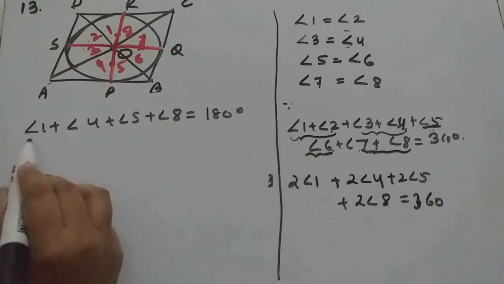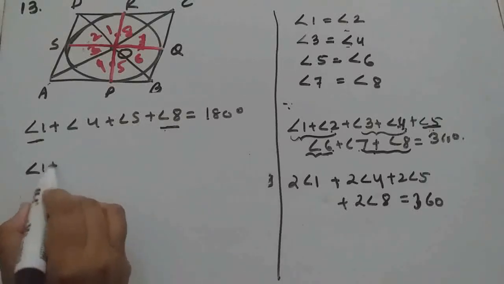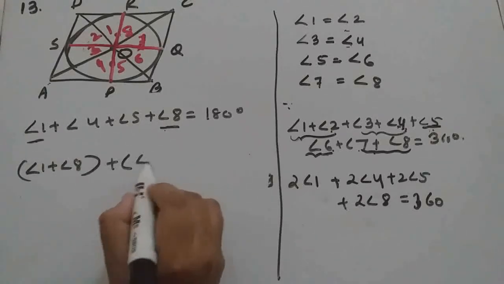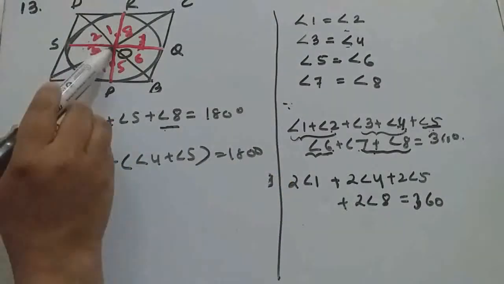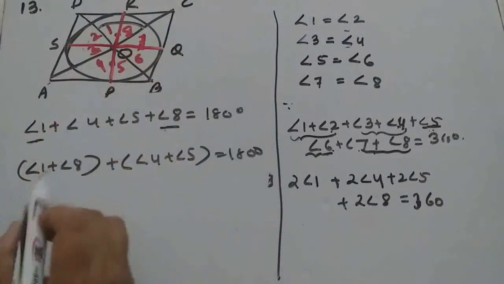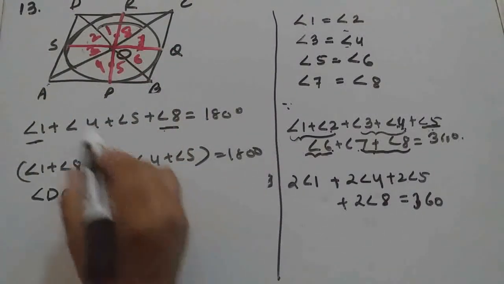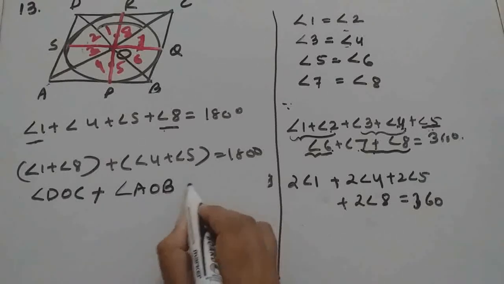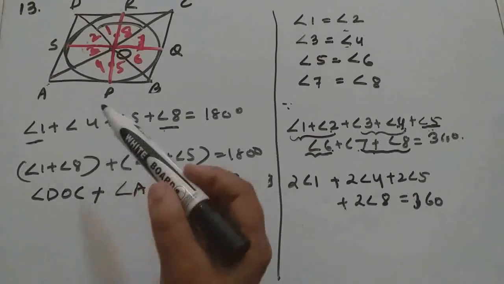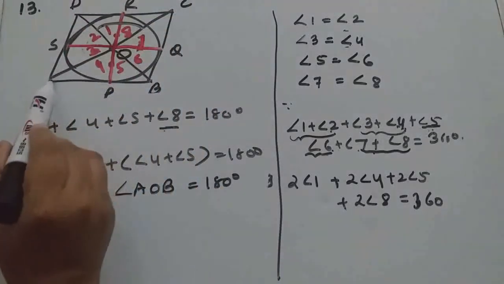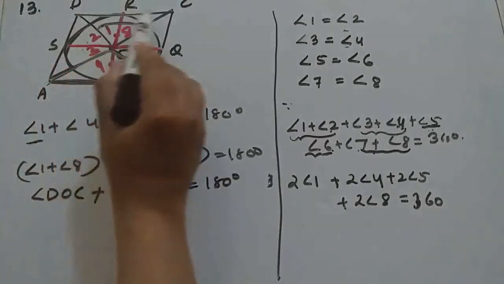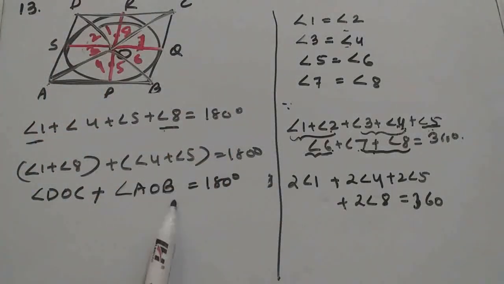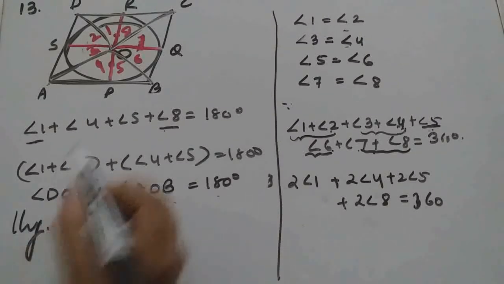So angle 1 and 8 will come together, and angle 4 plus 5. So angle 1 and 8 is what? See this angle, right, DOC. And 4 and 5 is AOB, equals 180. So we have proved that the angle subtended by the opposite side, AB, angle subtended by AB is AOB. Angle subtended by DC is DOC. See, both give addition 180. That means both are supplementary. Similarly, we can prove for this also.